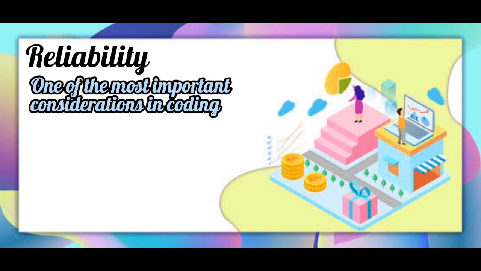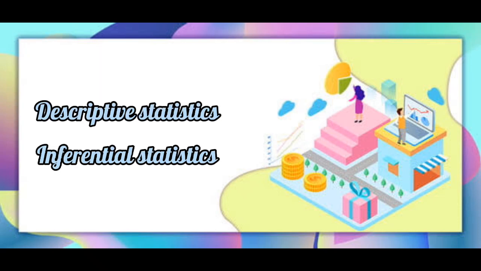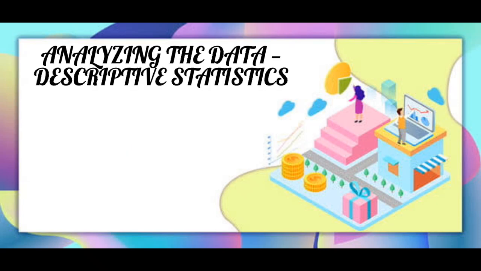Reliability. One of the most important considerations in coding is the degree of consistency with which coding segments are assigned to the same categories. Once the data are ready to be analyzed, the researcher can choose to utilize descriptive statistics, inferential statistics, or both.